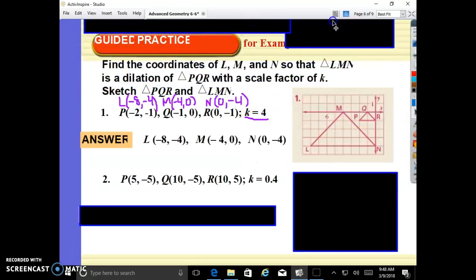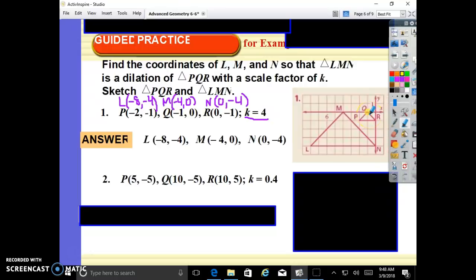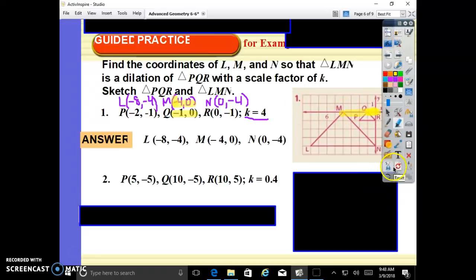And when we graph them, we can see that this is clearly an enlargement. If we're looking at our original Q, it was negative 1, 0. It was a distance of 1 from the origin. 1 times 4 is a distance of 4 from the origin. So now we're at negative 1, negative 2, negative 3, negative 4, 0. So negative 1, 0 times 4 is negative 4, 0. It was a distance of 1, now it's a distance of 4 from the origin.